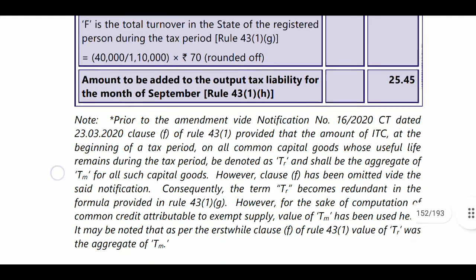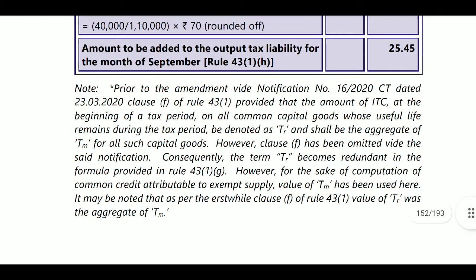Prior to the amendment, vide notification number 16/2020 dated 23/3/2020, clause F of rule 43(1) provided that the amount of ITC at the beginning of the tax period of all common capital goods whose useful life remains during the tax period shall be deemed as TR1 and shall be aggregated to TM of all such capital goods. However, clause F has been omitted vide the said notification. Consequently, the term TR becomes redundant in the formula.